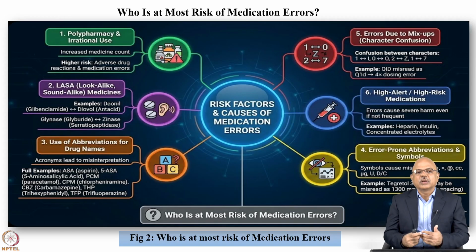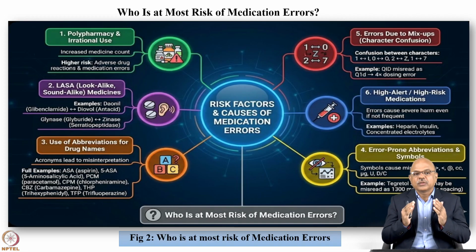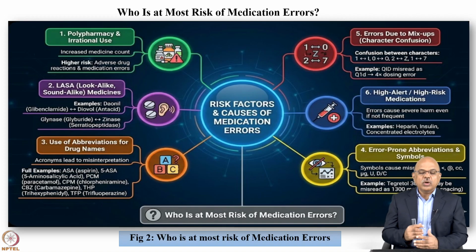If you look at this figure, you can understand that the very first important factor is polypharmacy and irrational use. Polypharmacy is increasing a lot, which increases the medicine count. What is the higher risk of that? It gives a higher risk of adverse drug reactions and even medication errors, which is very alarming. As healthcare workers, you need to work very importantly on polypharmacy and reducing irrational use.